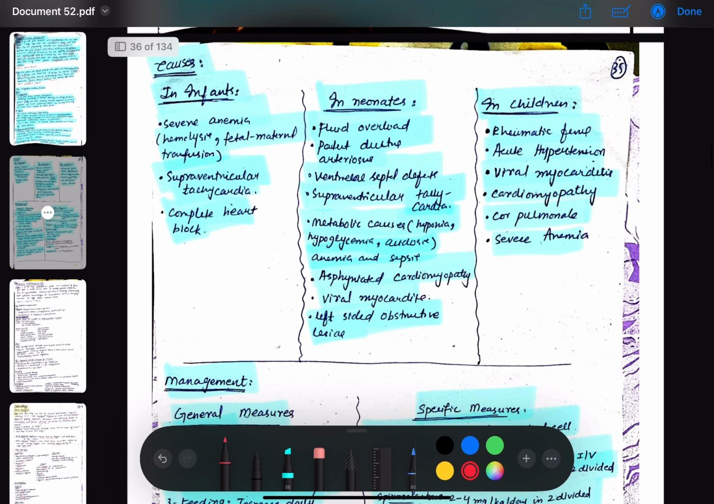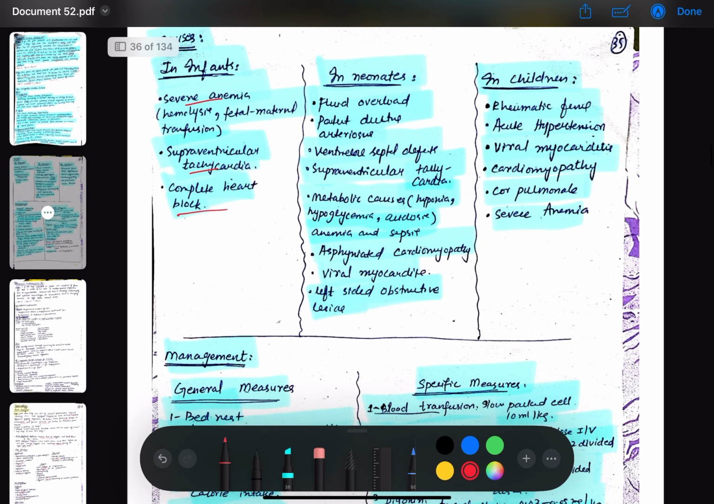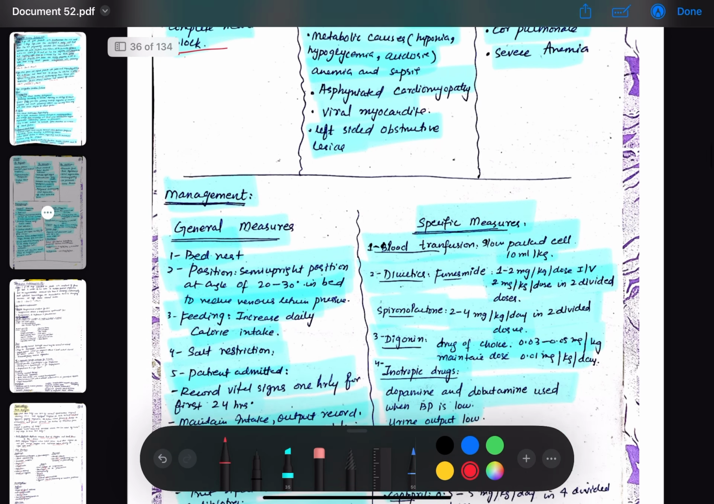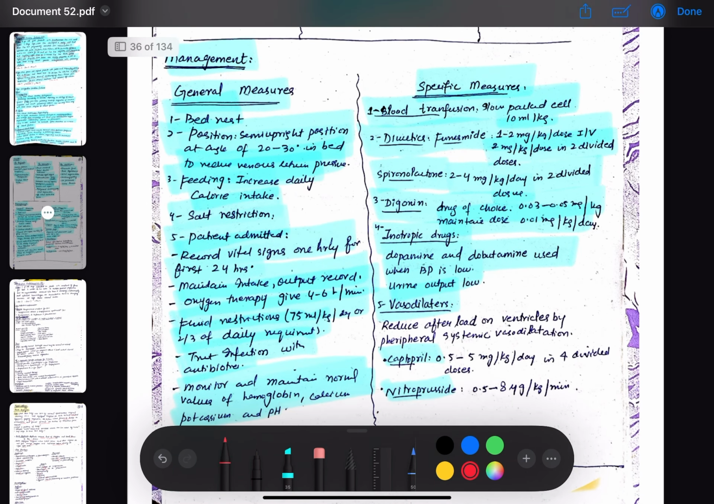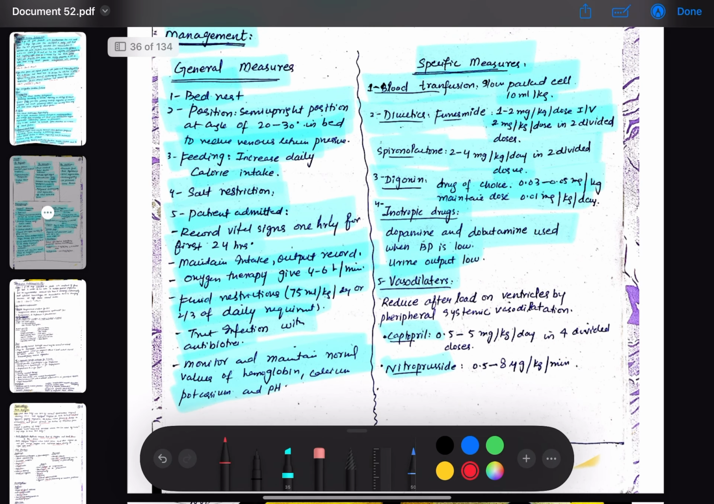The causes in infants are severe anemia, SVT, and complete heart block. These are the causes in neonates, and these are the causes in children. Then we will provide the general measures and the specific measures. In the specific measures, we have blood transfusion, diuretics, spironolactone, digoxin, inotropic drugs, and vasodilators, which are captopril and nitroprusside.